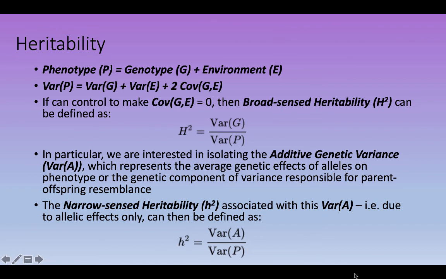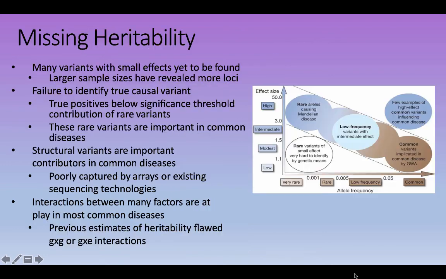parent-offspring resemblance. And what we do is we redefine heritability into something we call the narrow-sense heritability, where we only look at the additive genetic variation, or the variation in A. And the narrow-sense heritability is defined as the additive genetic variation divided by the phenotypic variation. So what does that mean for missing heritability, right? It means that we're trying to look for this component that is contributing to the additive genetic variation. That's the main part that we're trying to identify, and we weren't doing a very good job of it.